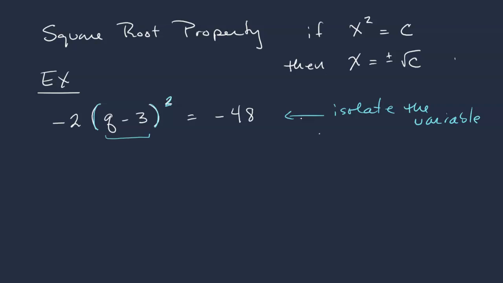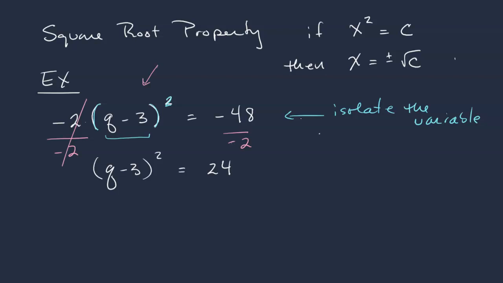And we'll start as far away from the variable as possible. We can't really break into this expression until we get this -2 away from it. And the -2 is being multiplied, so we're going to undo that by dividing by -2 on both sides of the equation. And that leaves us with q minus 3 quantity squared is equivalent to positive 24. So a negative over a negative is a positive. 48 divided by 2 is 24.